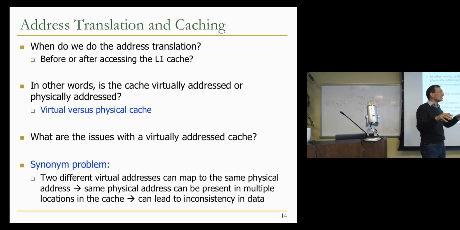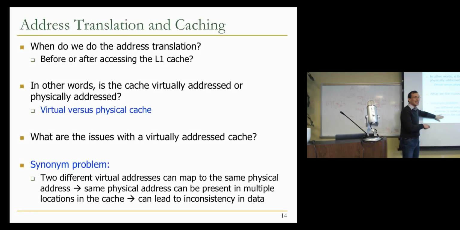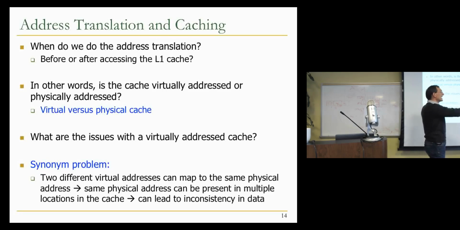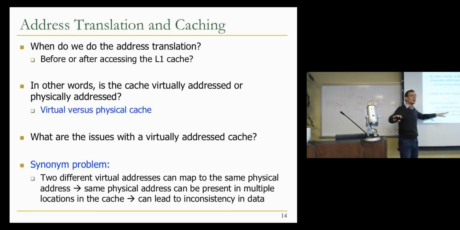If you have virtual cache, these two different virtual addresses will map to different indices in the cache. But you're storing the same physical address. They really should be referencing the same data. So the same physical address can be present in multiple locations of the cache. And if one of the virtual addresses is written to, now you've modified this physical data in this location, but the other copy of the same physical data is not updated. So now you can have inconsistency in the data, because you cached the same physical address in multiple different locations in the same cache, if your cache is virtual.